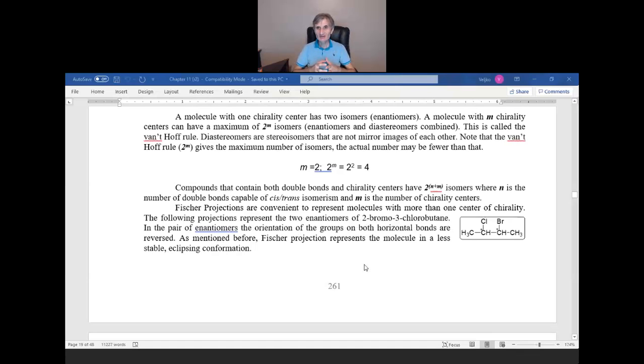Stereoisomers that are mirror images of each other are enantiomers. But those that are not mirror images of each other are stereoisomers that are also diastereomers of each other. The correct term is diastereoisomers, but we never use that. We abbreviate that into diastereomers.